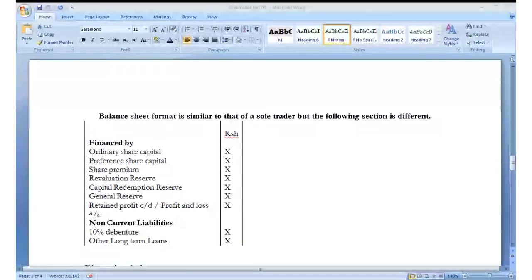So we have now seen the format of the profit and appropriation account. What about the balance sheet? We are told the balance sheet format is similar to that of a sole trader, but the finance section is different. So again, the balance sheet is very similar to what we are used to. Non-current assets.